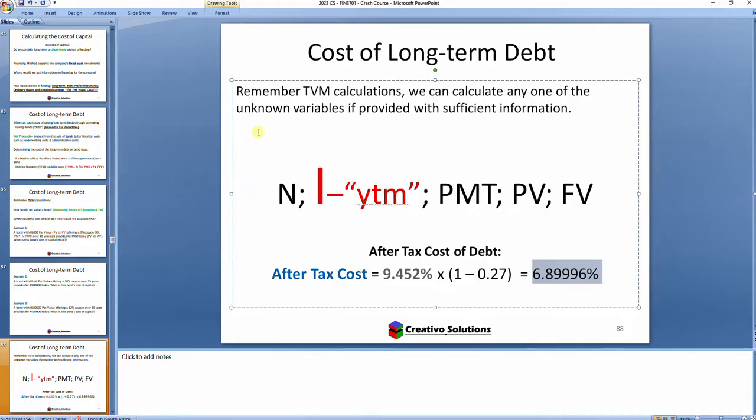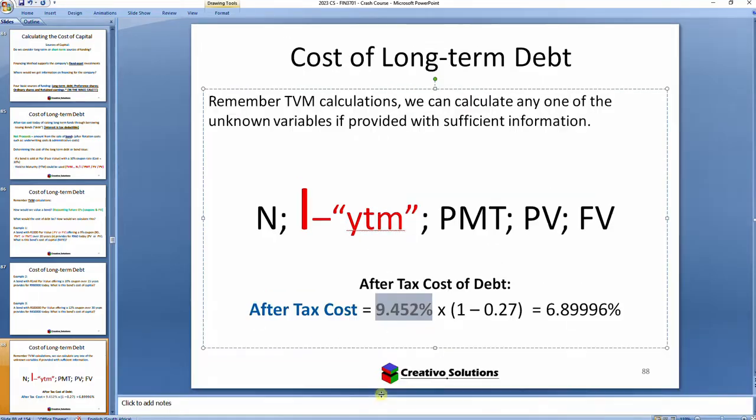Cost of debt, remember, interest is tax deductible. It's a business expense. You take it off your earnings, and then you work out after tax. So the cost of debt is actually less than what you've calculated it to be. That's very important from an exam point of view. Don't forget.